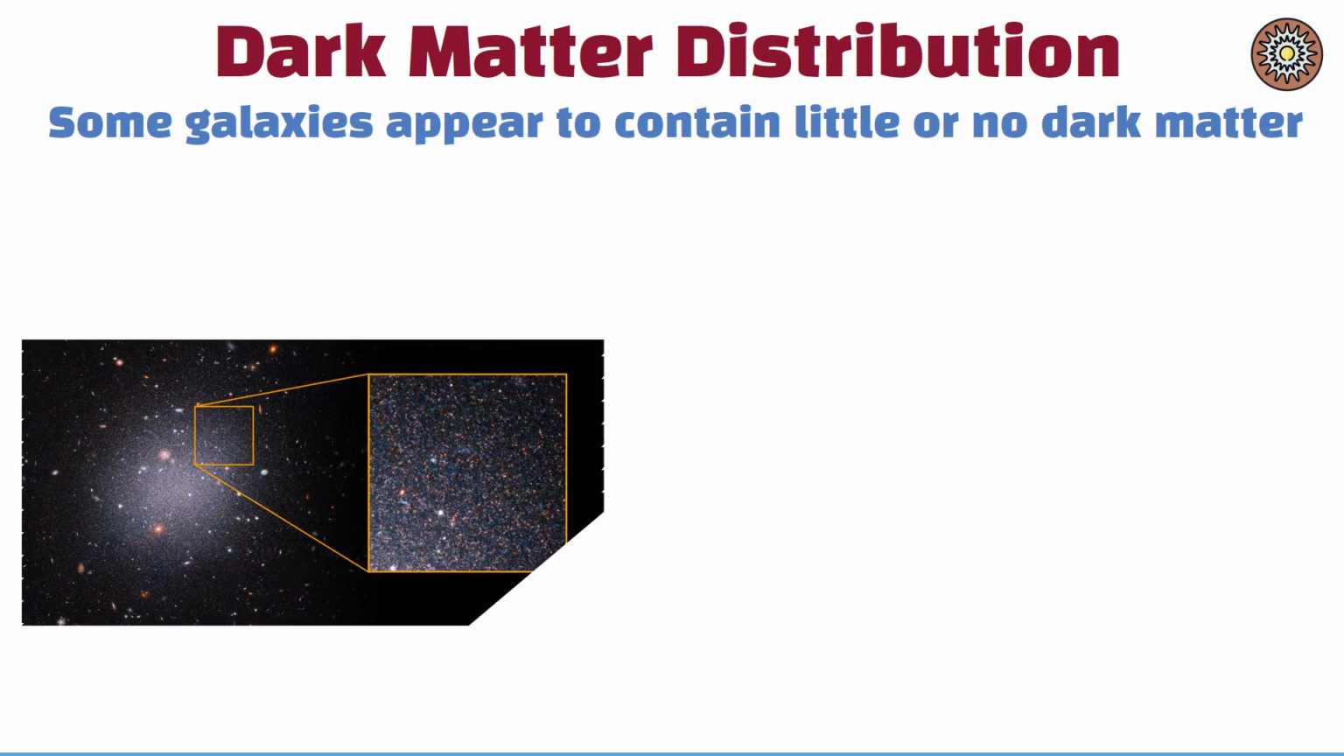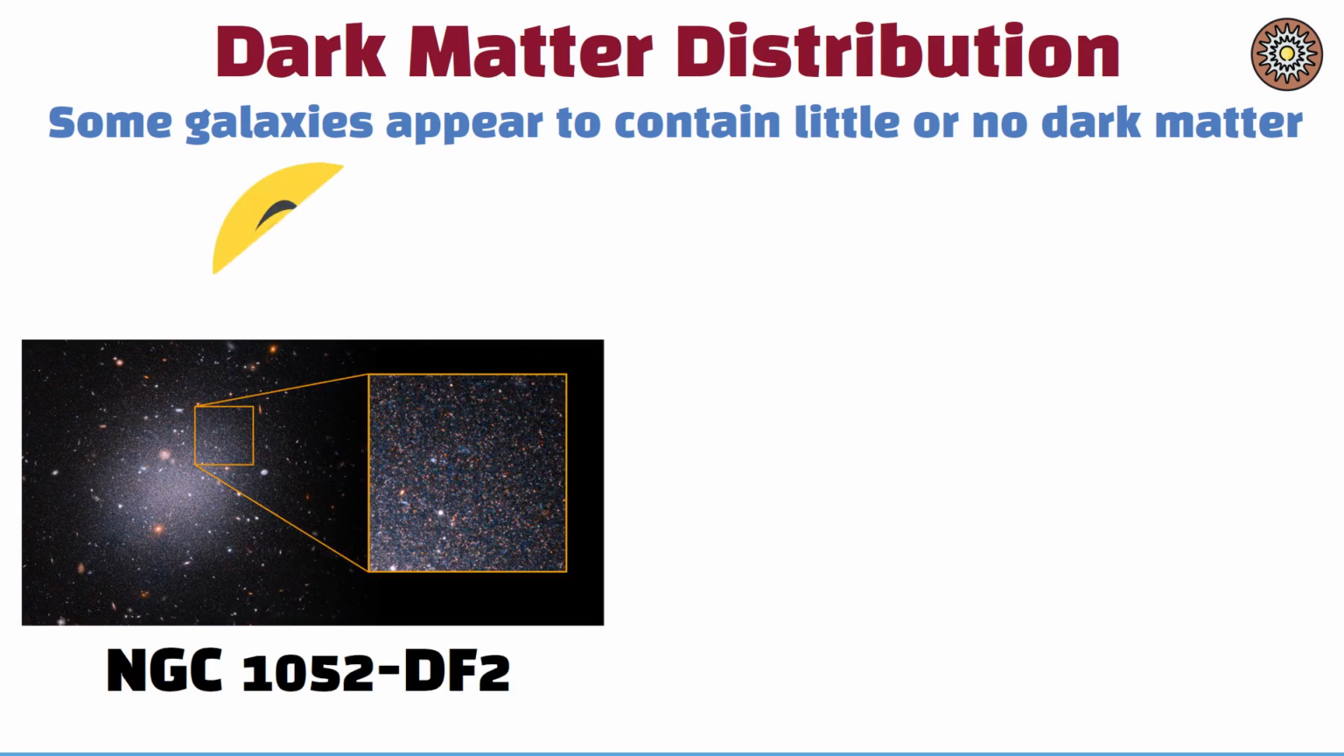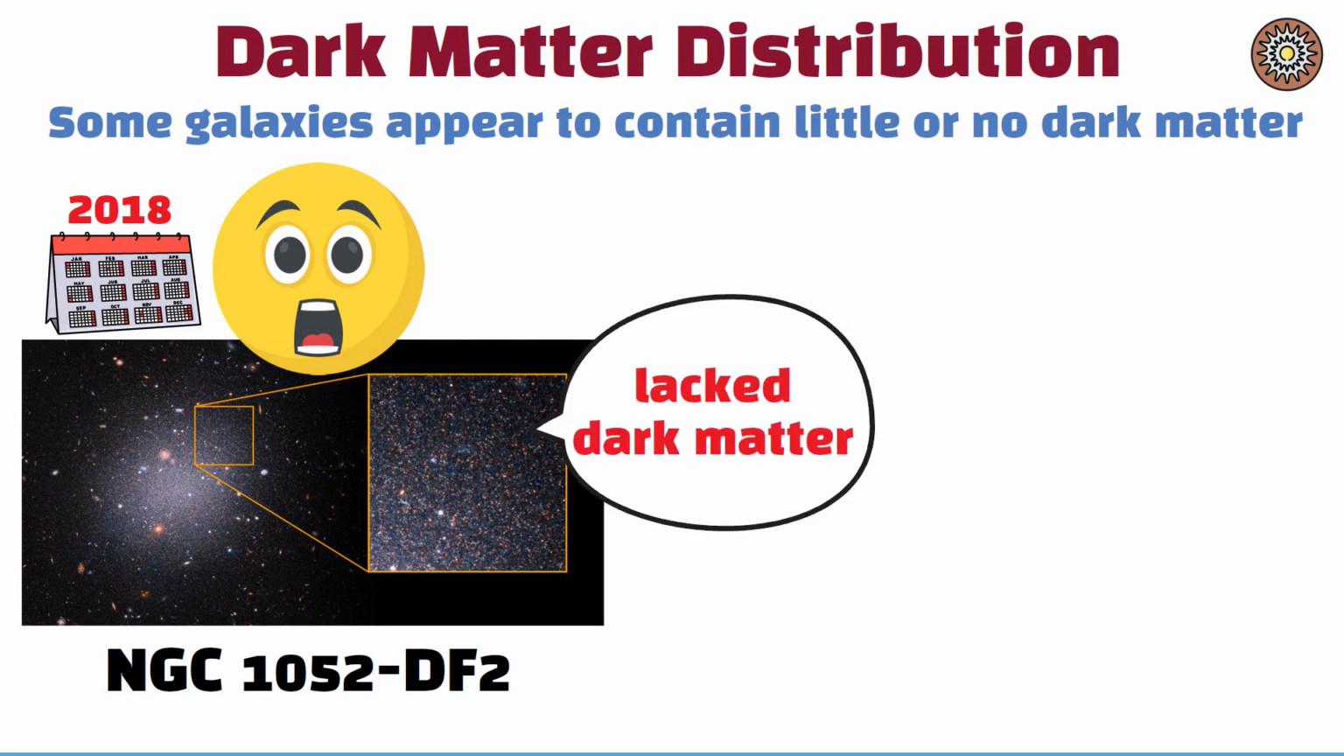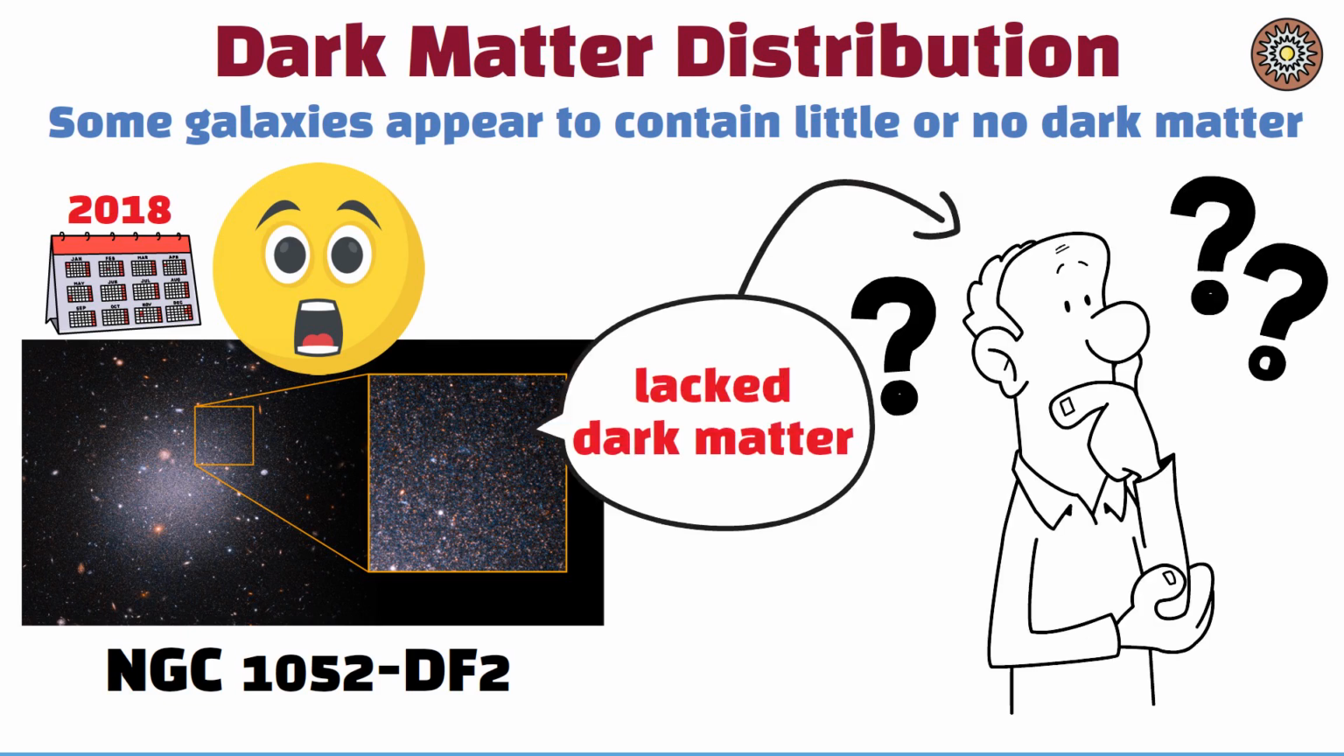The ultra-diffuse galaxy NGC 1052-DF2 shocked astronomers in 2018 when observations showed it lacked dark matter. Such outliers challenge our understanding of galaxy formation.